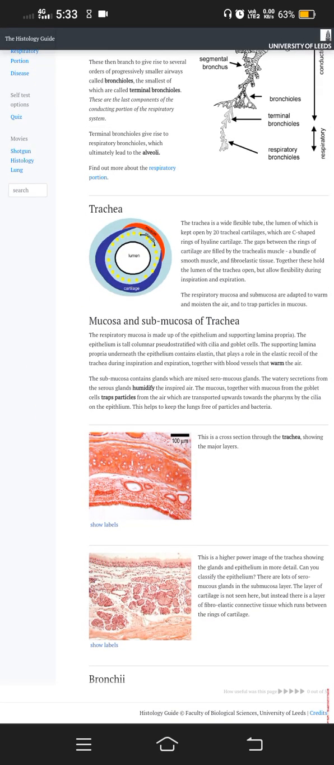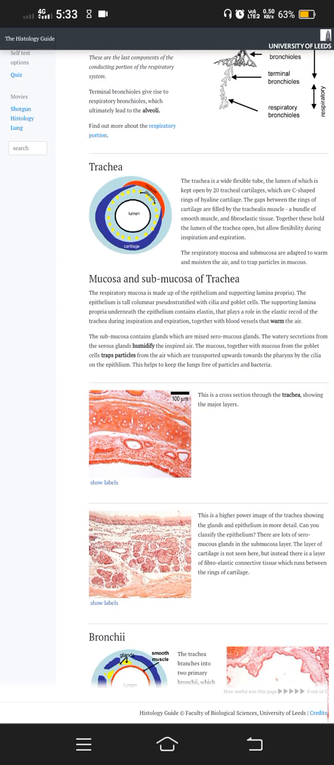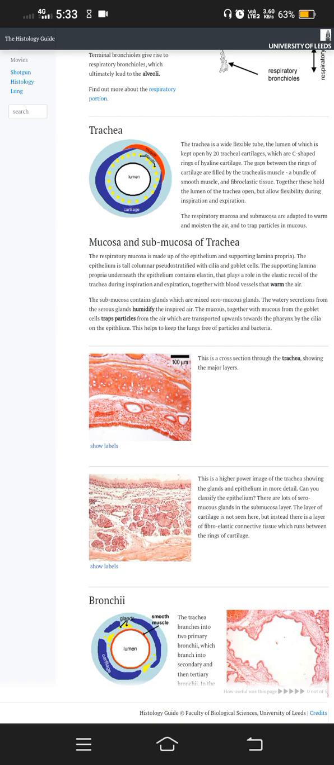Then the mucosa and submucosa of the trachea. The respiratory mucosa is made up of epithelium and supporting lamina propria. The epithelium is tall columnar pseudostratified with cilia and goblet cells. The supporting lamina propria underneath the epithelium contains elastin that plays a role in the elastic recoil of the trachea during inspiration and expiration, together with blood vessels that warm the air.